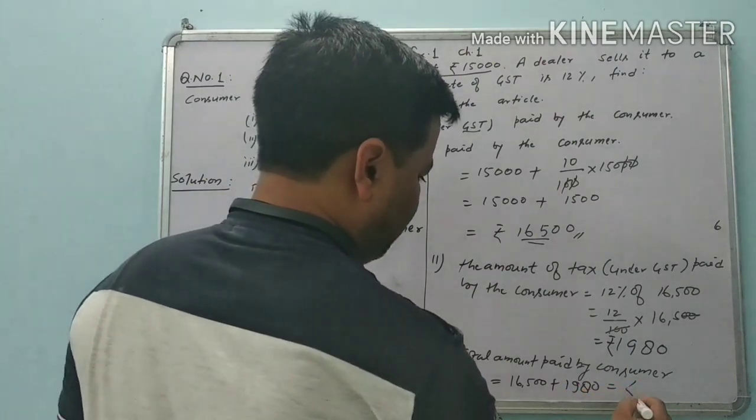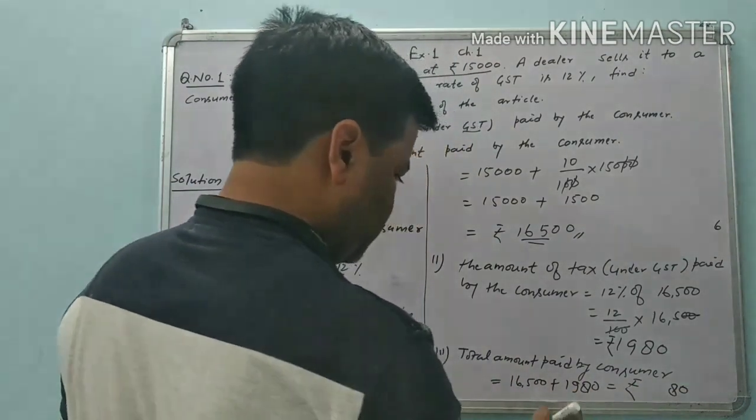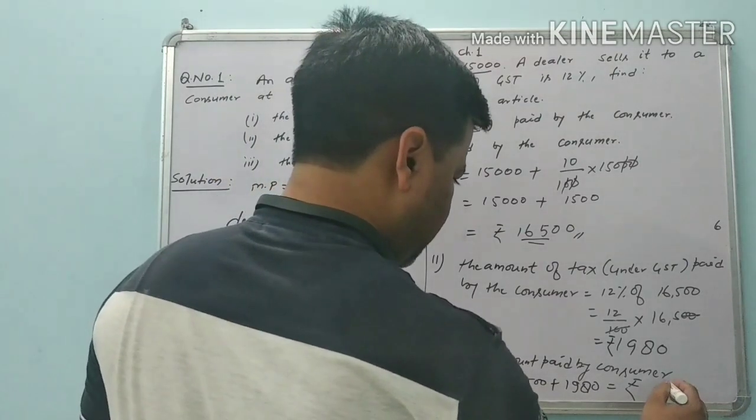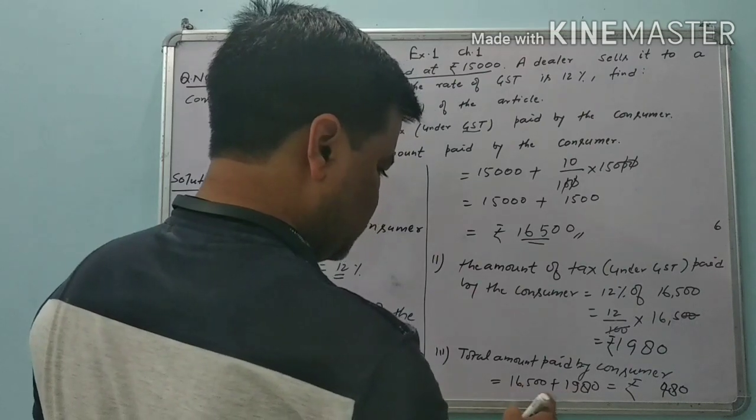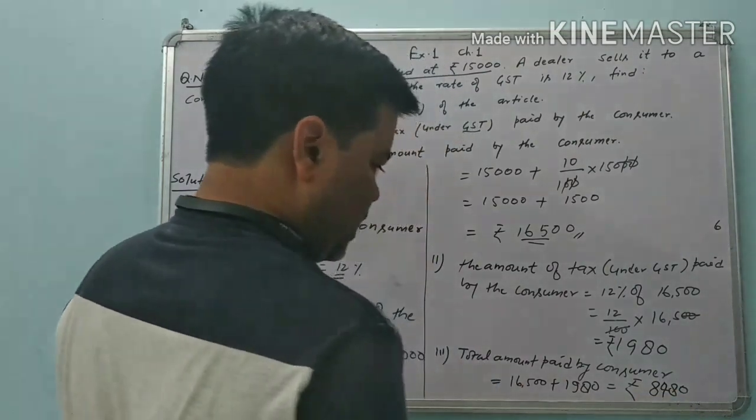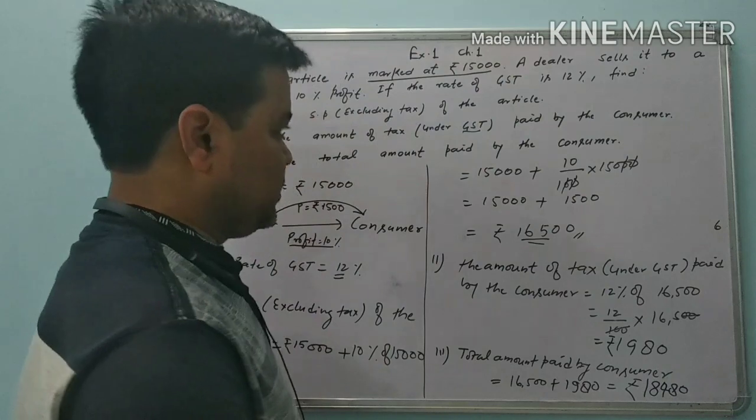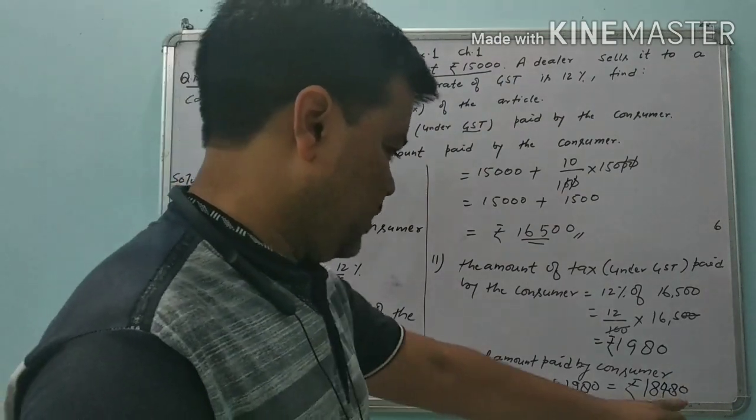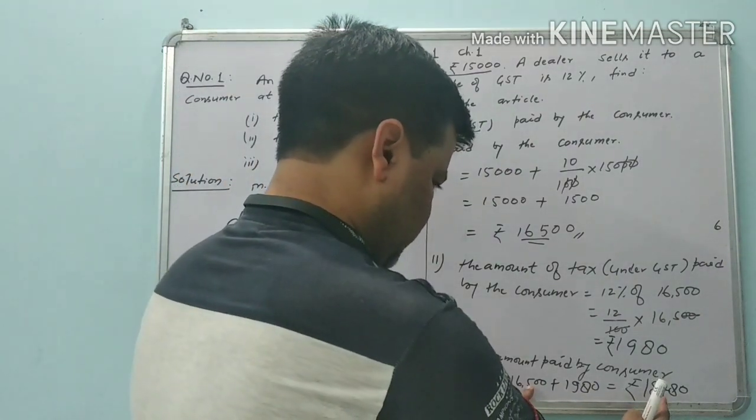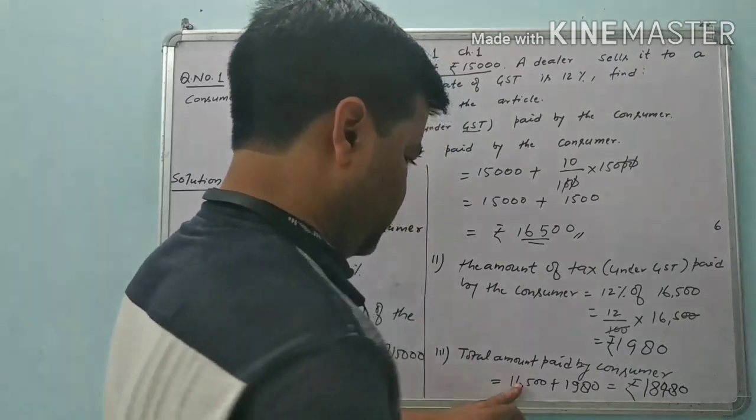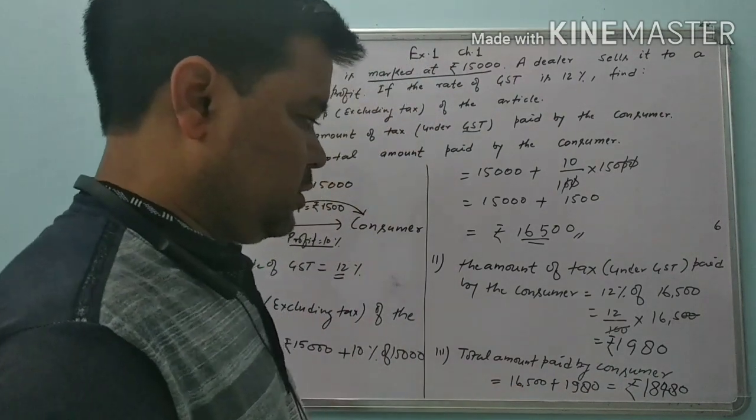1,980 rupees. Finally its value: 0 and 0 is 0, 0 and 8 is 8, 9 and 5 is 14, write 4 carry 1, 8 and 1 is 9, 9 and 1 is 10, and 6, so 18,480 rupees. In this way you can find this.